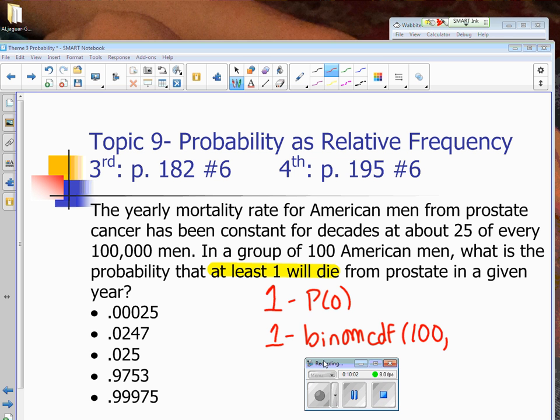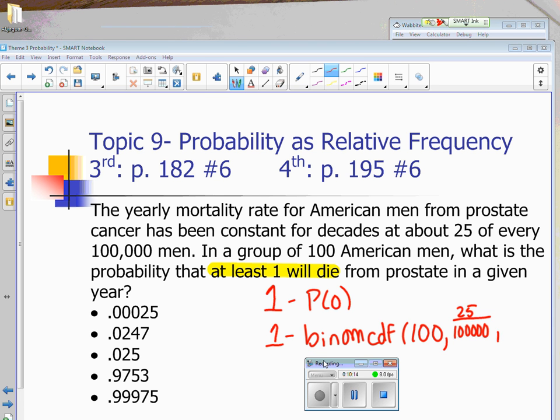It's written a little oddly here, but 25 out of 100,000. So I'm just going to write that as a fraction. And then we have how many? At least one. So we're going to put what number here? 0, because we're subtracting that from 1 here.